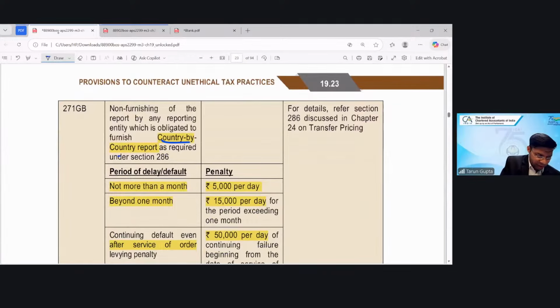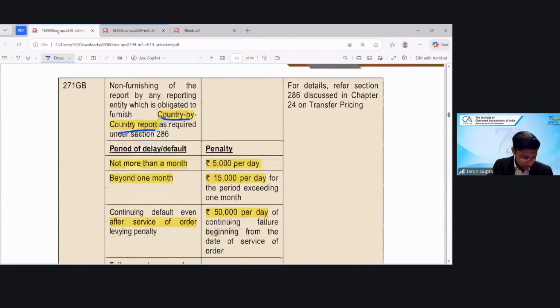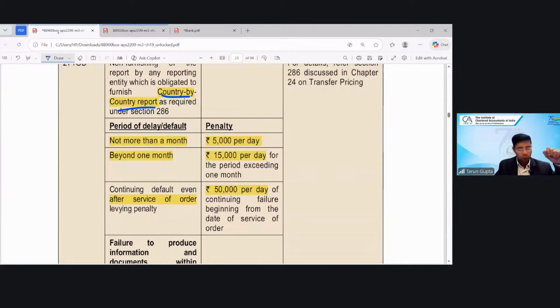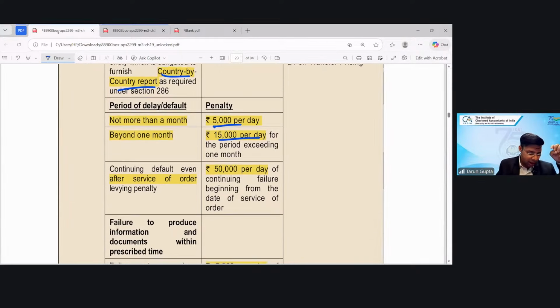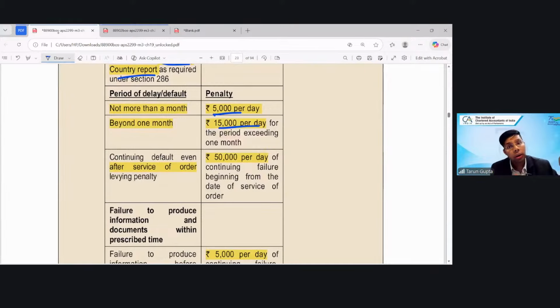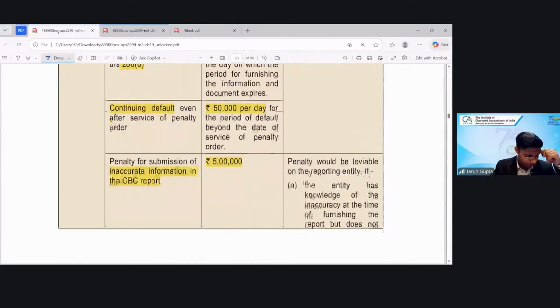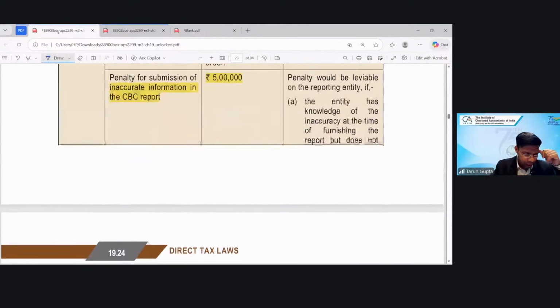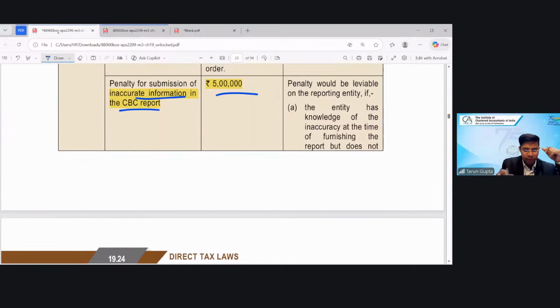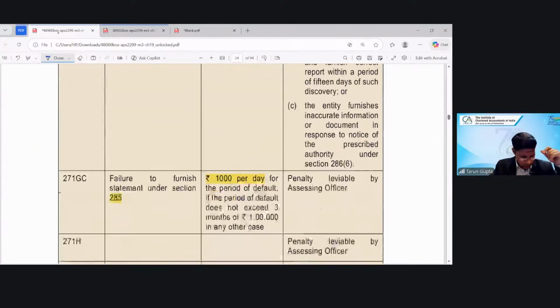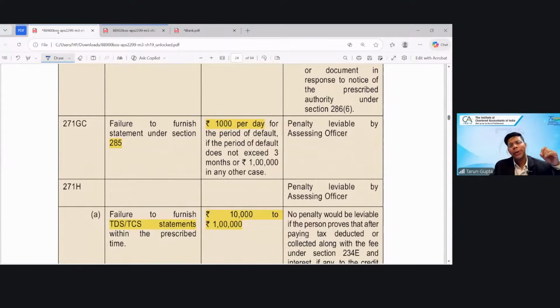If you fail to submit the CbCR, the country by country report, under 286, then the penalty is up to a month, rupees 5,000 per day; beyond a month, rupees 15,000 per day; and if the default continues even after service of notice, then 50,000 per day. If you furnish inaccurate information in the CbCR, the penalty is 5 lakh rupees. So do we need to remember all these things? Not really. You just focus on the important penalties.